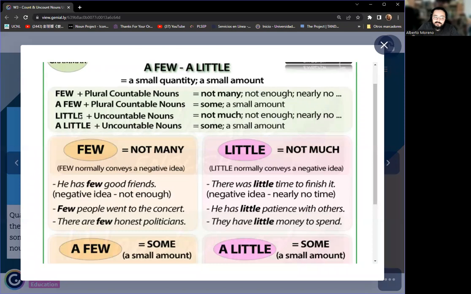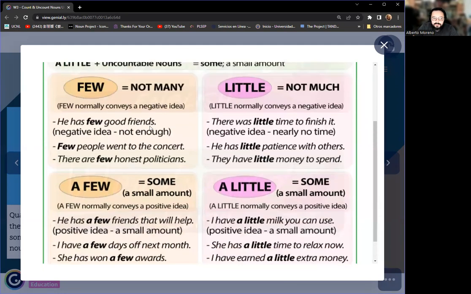On the other hand, we have little, which means not much, not enough, nearly nothing, and a little, which means some, a small amount. If you can see here, the meaning of few is negative, and the meaning of a few is positive, as well as little, negative, a little, positive, okay?